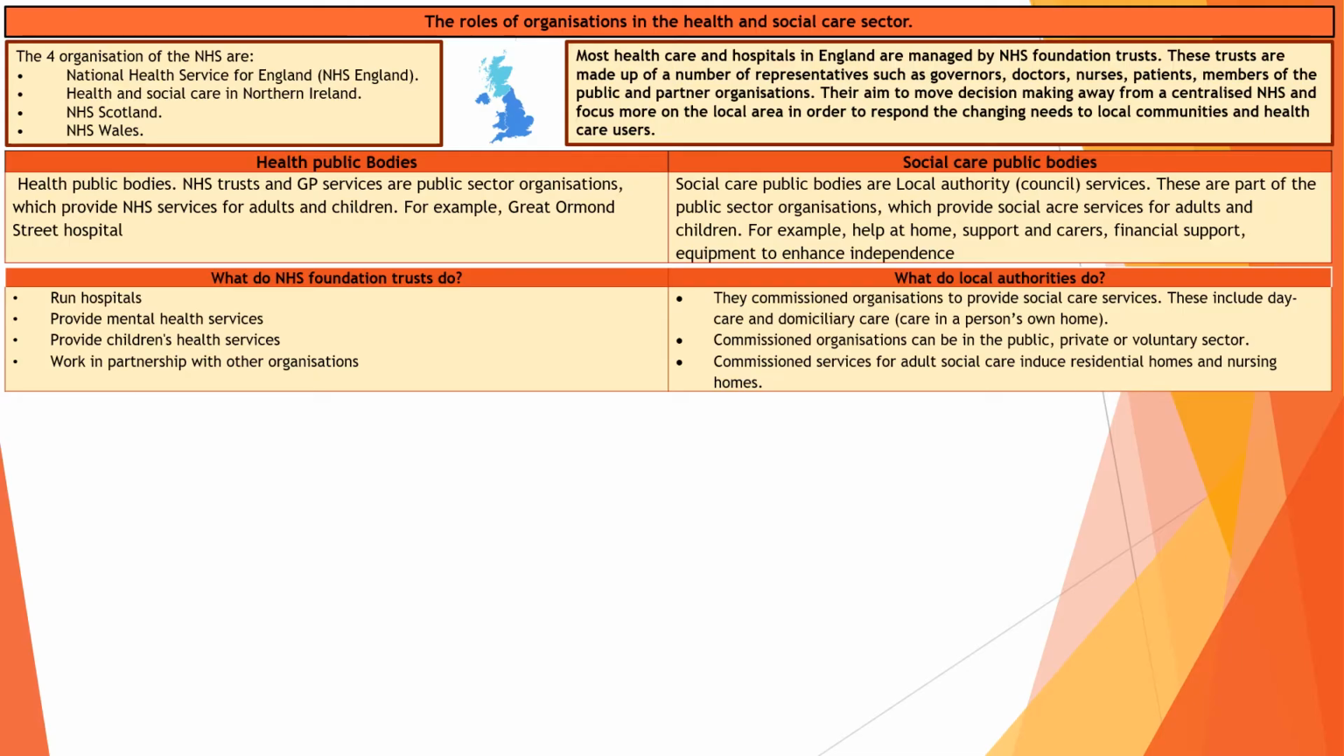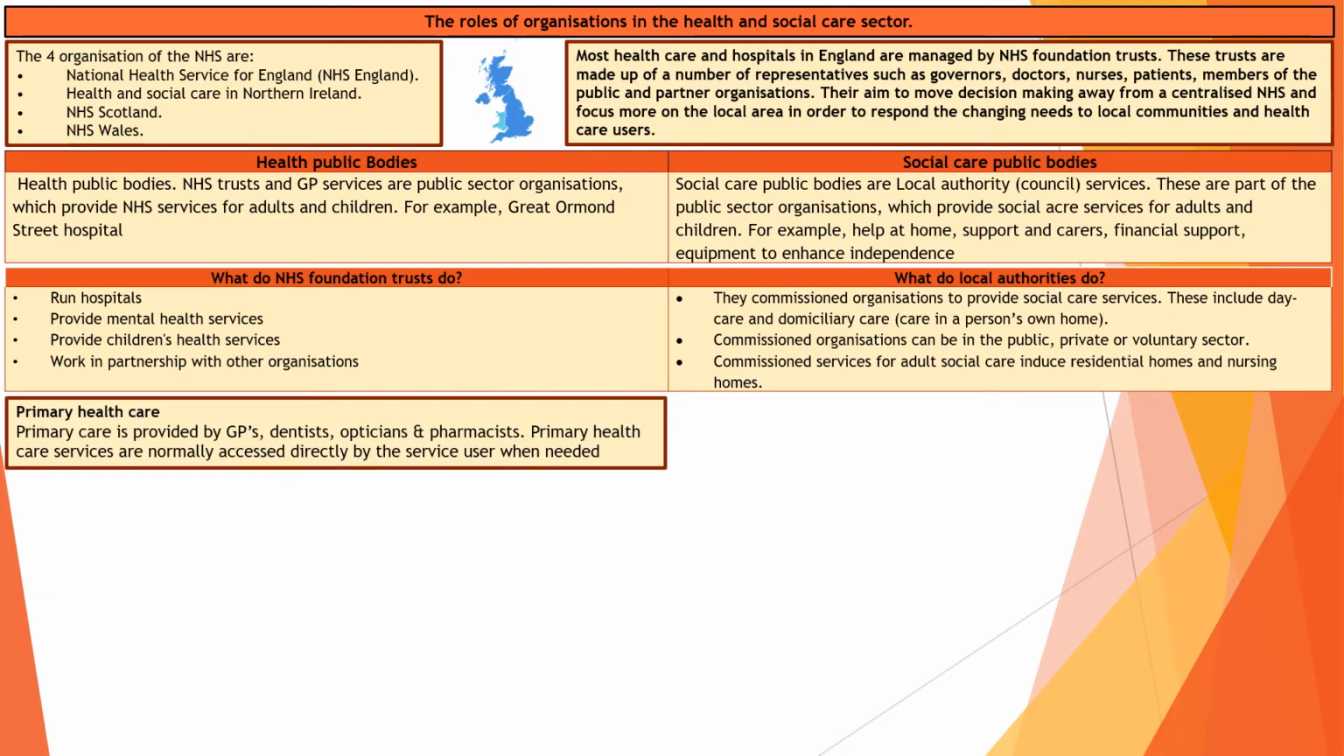Now, if we break these public and social care bodies into two kind of roles, so the public health bodies, like the NHS Foundation Trust, they will run the hospitals. They provide mental health services, child health services. They will partner with other organisations to maintain a medical and kind of healthcare related focus in the people they serve. Local authorities do very much the same. They're serving the community, but this is more about the social care. It's non-medical. It's more about supporting independence, helping people live independently, and they will work with other organisations. So they will work with charities, they'll work with private sector groups to provide the support that is required.